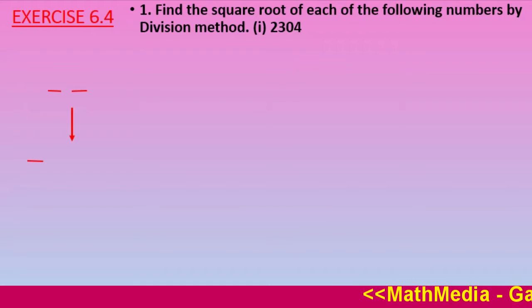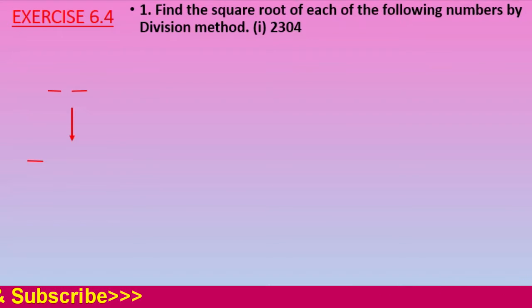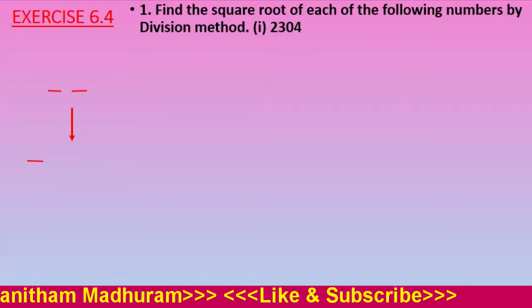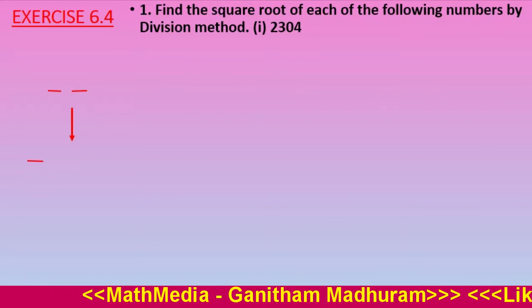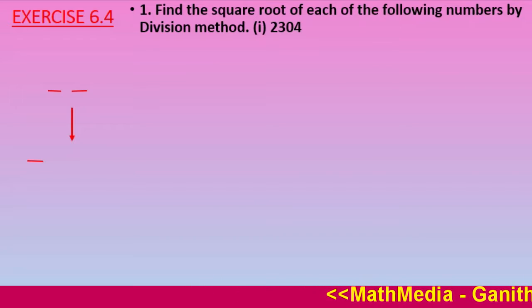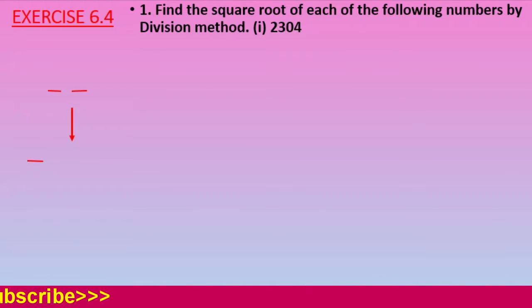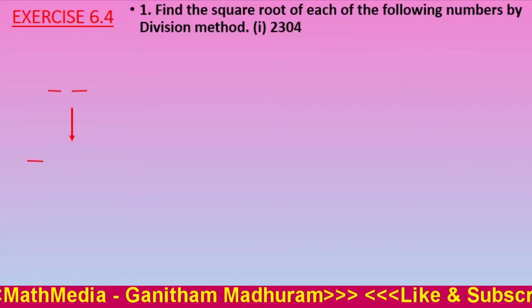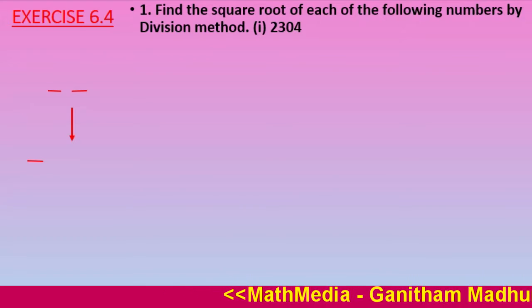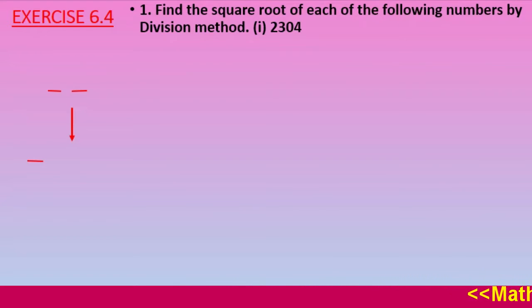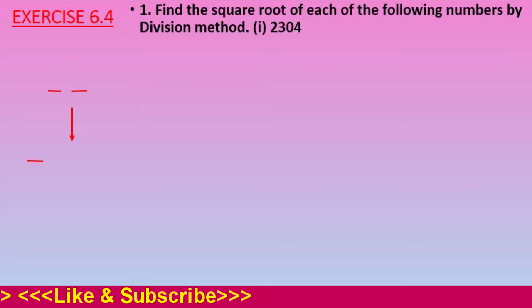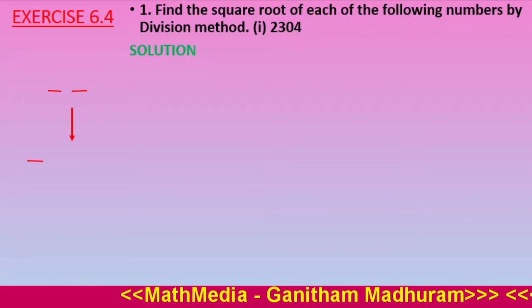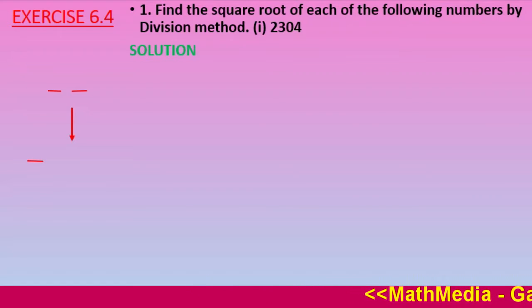We can see: find the square root of each of the following numbers by division method. Our first question is 2304, that is exercise 6.4 question number 1. We can see how to find the square root of 2304 by division method. It is a very easy and simple method. So we can see how to find the square root by division.